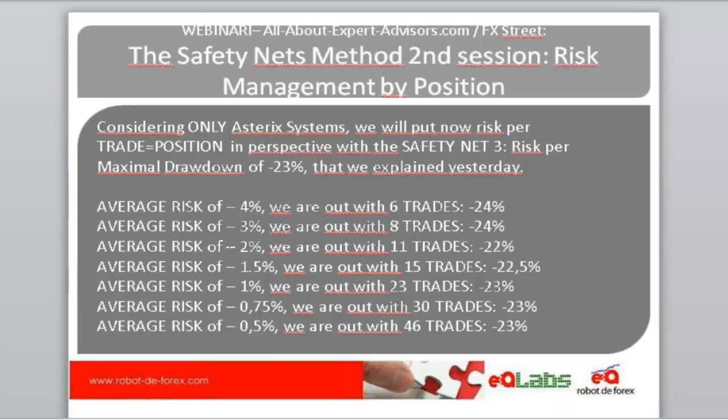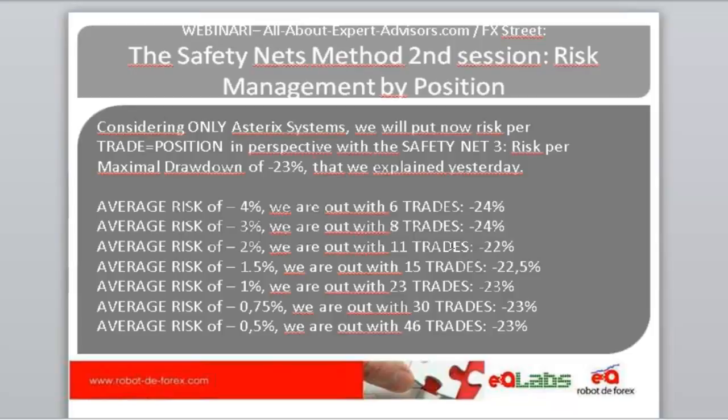If you're risking 2% on average, you only need 11 trades. So that's false also. You can very easily have 11 losing trades. Just take 3 losses 4 times, right? That's 12 trades. So you cannot risk 2% on average.